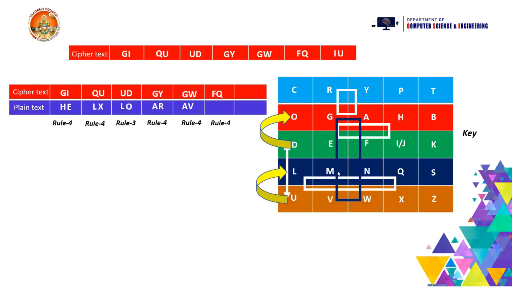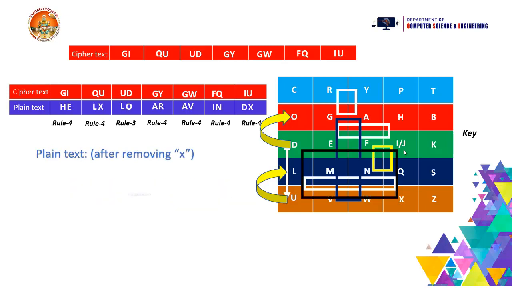Next, FQ. F and Q are also in different rows and different columns. Q is here, F is here. So both are in different rows and different columns. Rule 4 is applied. F is replaced with I and Q is replaced with N. Next, IU. I and U are both in different rows and different columns, so rule 4 is applied. I is replaced with D and U is replaced with X. So our decrypted plain text is hello Arvind.